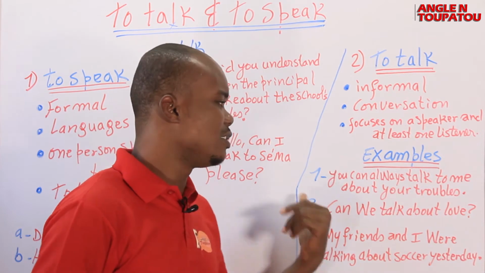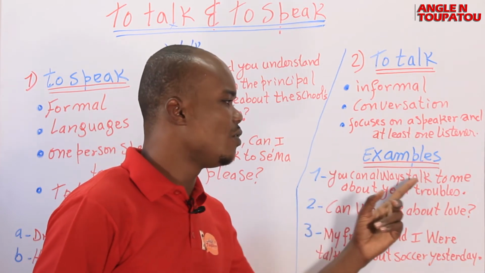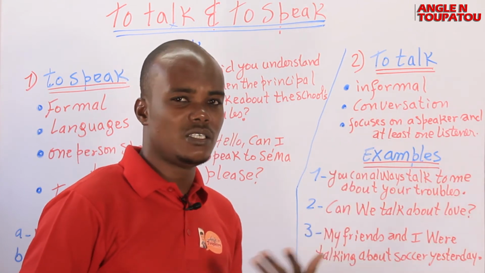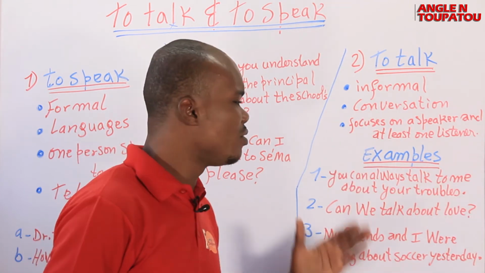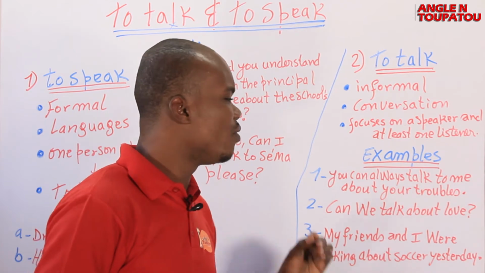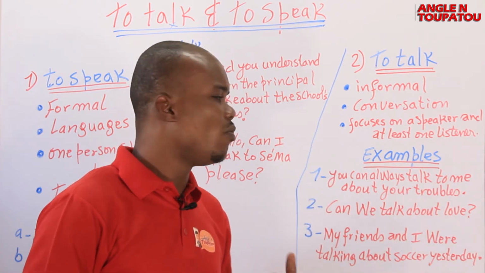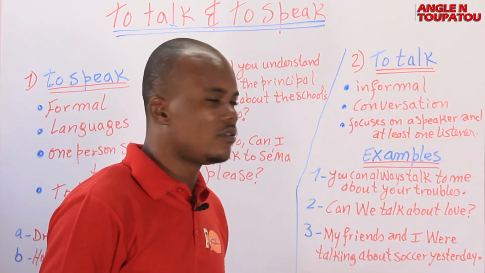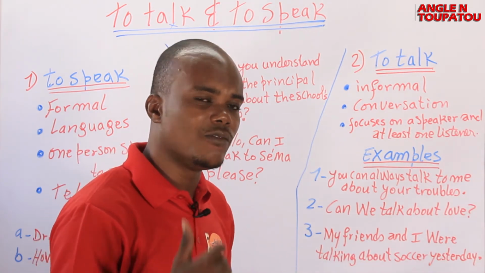All right. Let's see some examples. You can always talk to me about your travels. Informal. This is someone that you are close to. Someone que ou close avec qui fait ou capable moun nan capable dire que ou capable toujours parler avec à propos de problème ou yo. Non, ça c'est monde qui close avec.